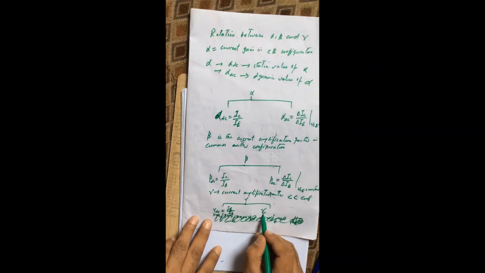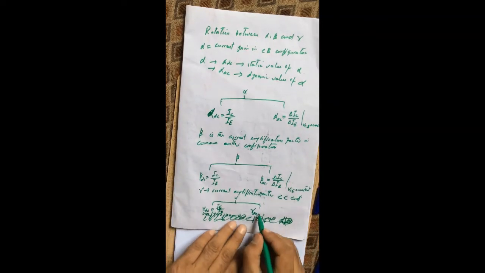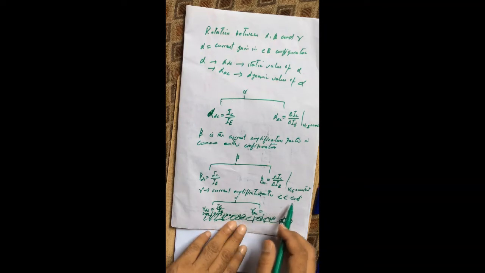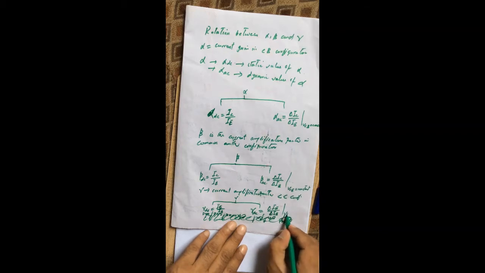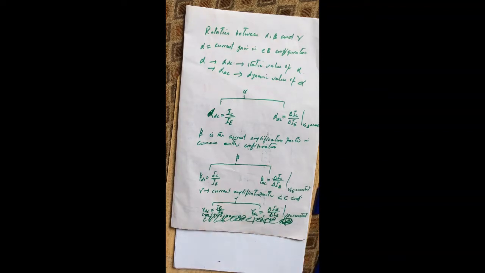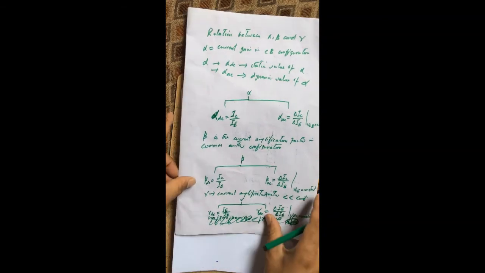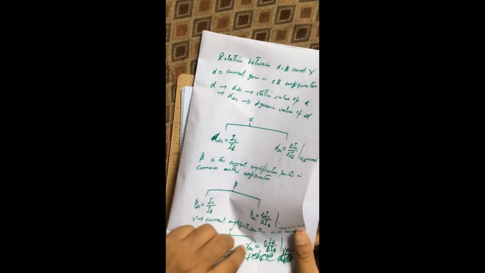And similarly, the AC value of this gamma, the dynamic value of this current amplification factor in common collector configuration, is change in output current, delta IE, over change in input current, delta IB, while keeping the output voltage, which is VEC, constant. So these are the definitions of alpha, beta and gamma, because we already defined them before. So here I just repeat the older concept.